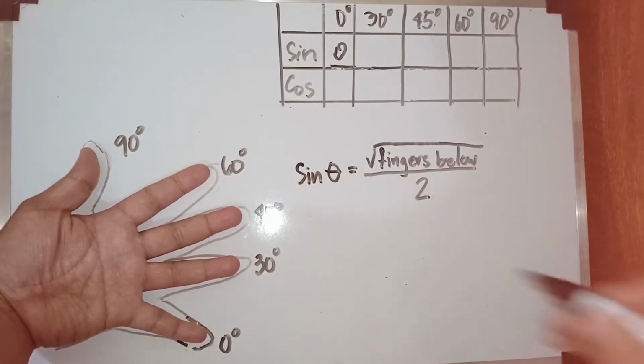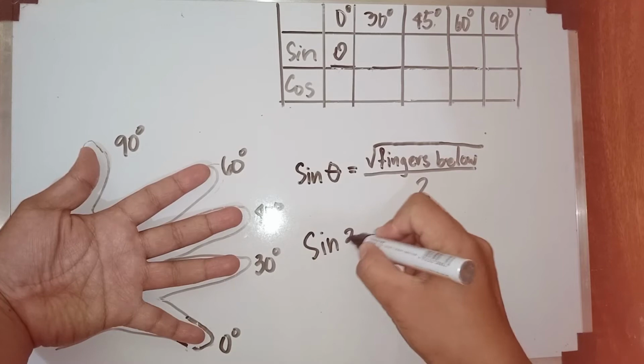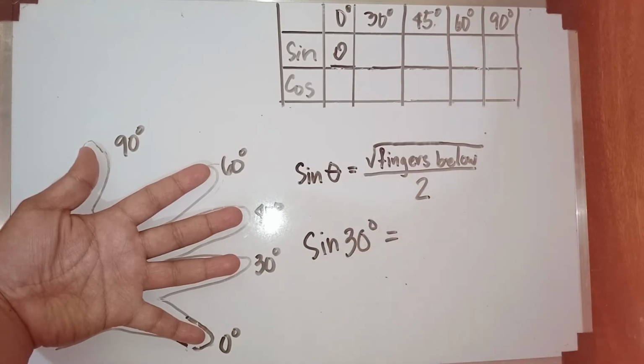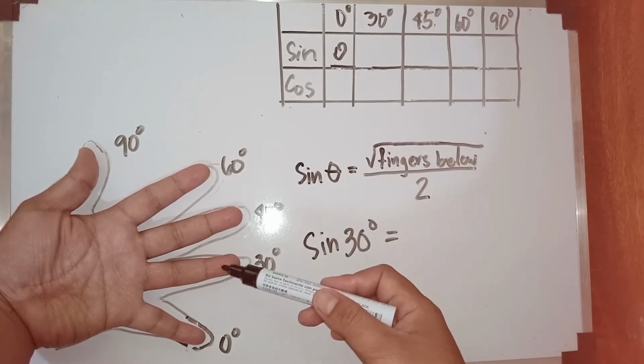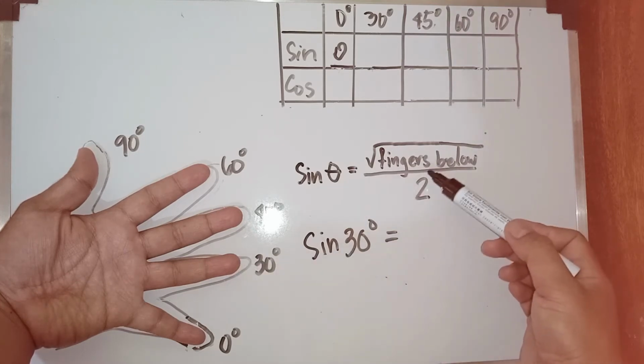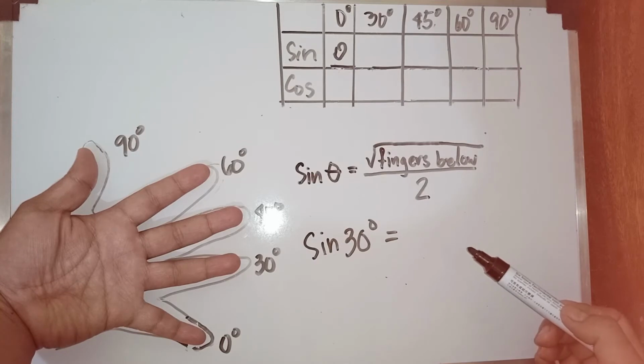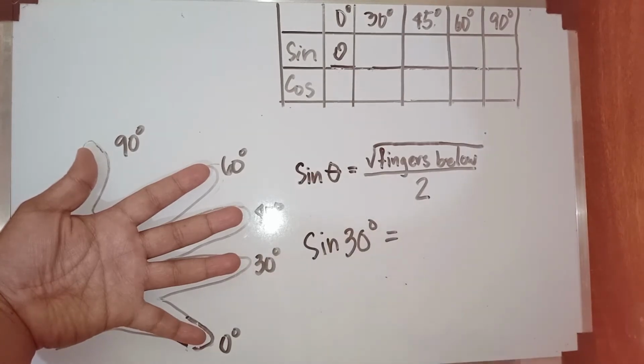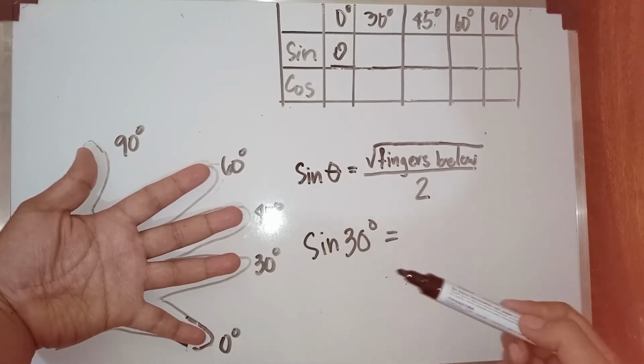So next, we're going to get sine 30 degrees. Okay, where is our sine 30 degrees? Ito po yun, yung nasa ring finger. This is our 30 degree angle. So, again, we're going to use this formula. Square root of fingers below of that certain angle, of that certain finger divided by 2.